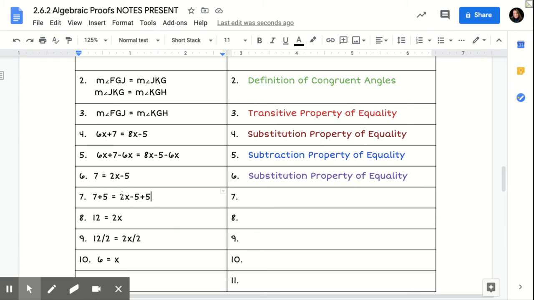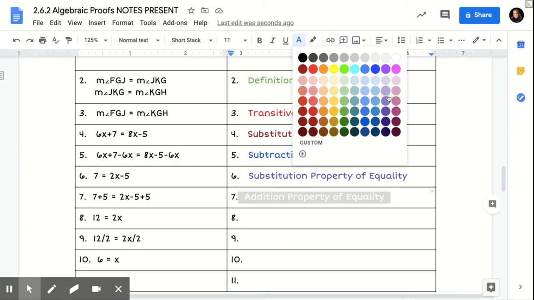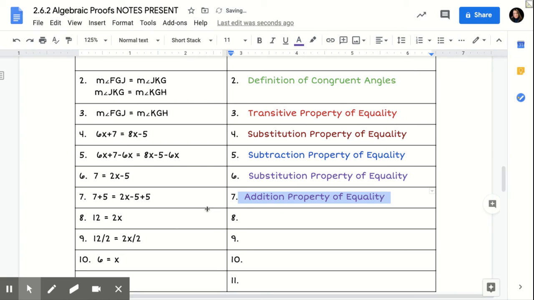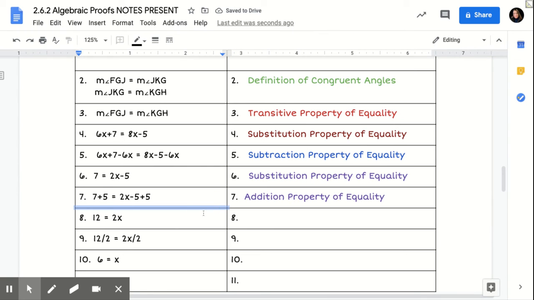Now in the next step, I see that it looks like we've added 5 to each side of the equation from the previous step. So that would be the addition property of equality. And the next step after that, they combine like terms again. So that would again be the substitution property.